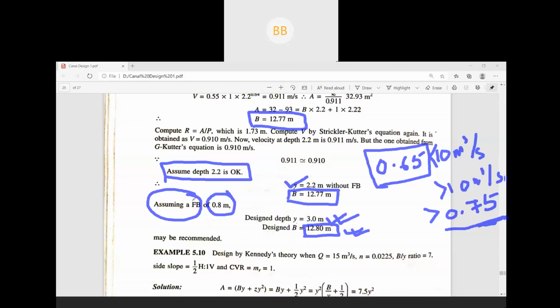So we are going to end today's class here. In the next class we are going to solve some numericals related to Kennedy's theory as well as Lacey's theory. Okay, thank you.